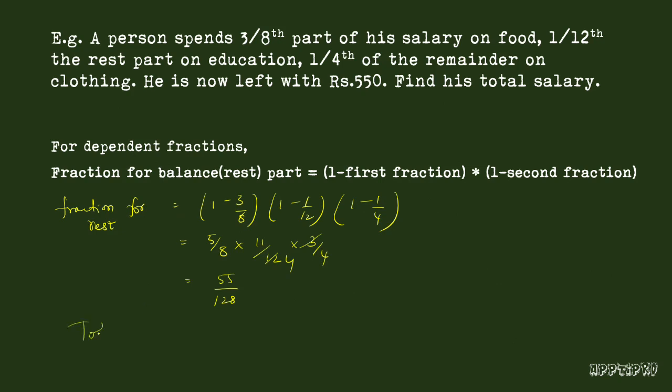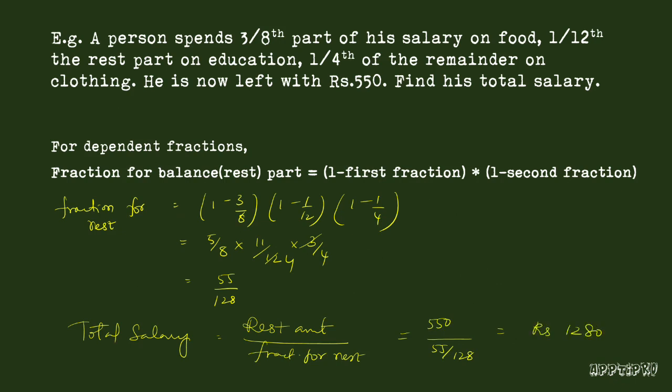The total salary is the rest amount divided by the fraction for rest. So 550 divided by 55 by 128. The answer is rupees 1280.